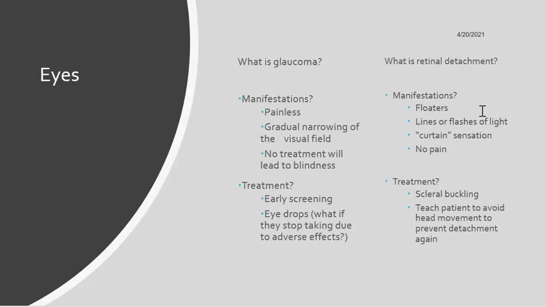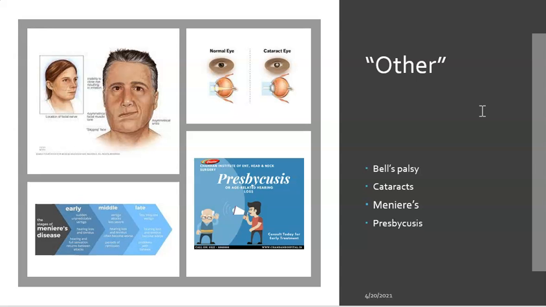The other side of it is retinal detachment. They're going to have floaters in the vision, or flashes of light. They're going to have a curtain sensation, where the vision's just kind of like a curtain. Treatment is scleral buckling, and you're going to teach the patient to avoid head movement to prevent detachment again. A lot of times when I see these, it's your diabetic patients that it happens in.